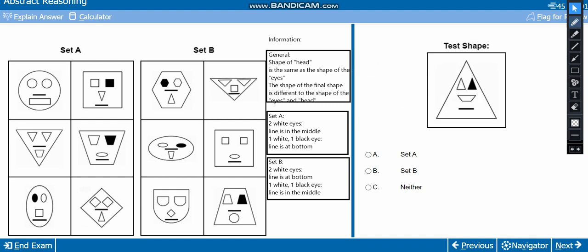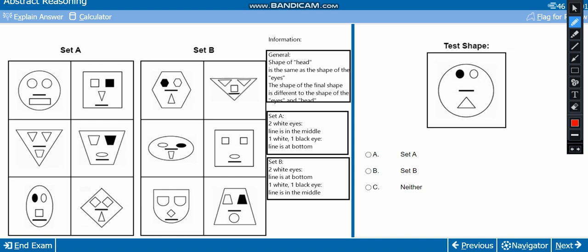Next, again, this test shape follows both the general rules, and now we're looking at a shape with one white eye and one black eye. We can also see that our line lies below at the bottom. Now, again, following the rules of set A, we see that as we have one white eye, one black eye, we're expecting the line to be at the bottom. This matches up, as we can see here, one white eye, one black eye, line at the bottom. Therefore, this test shape would belong to set A again.